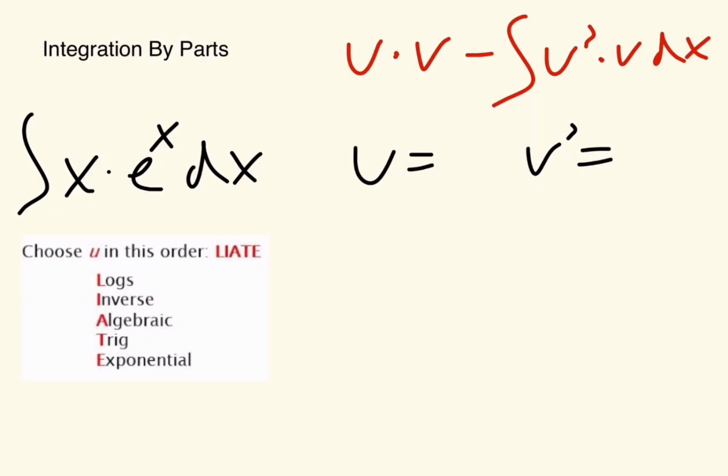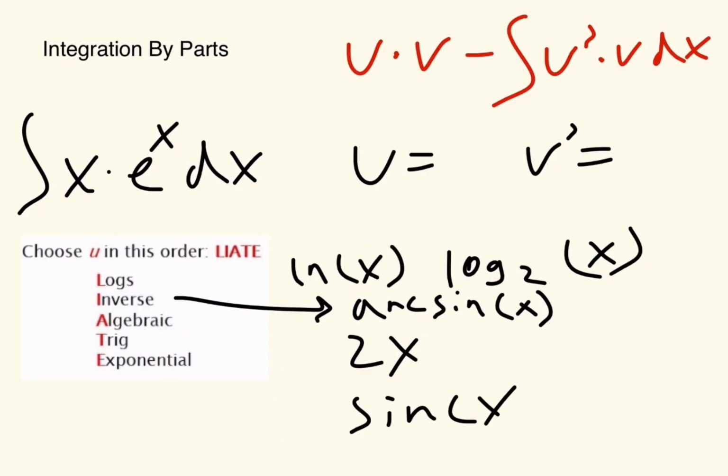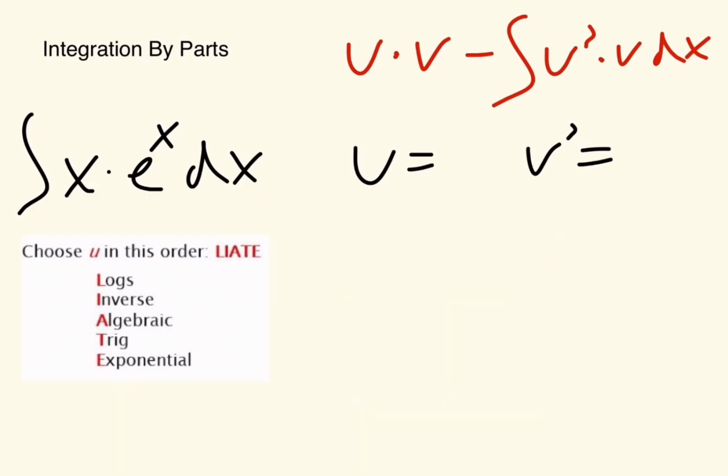The L stands for logs, which is like natural log of x or log base 2 of x. The I stands for inverse trig, so arcsine of x. A for algebraic functions such as x to the power of x. T for trig functions such as sine of x. And E for exponential functions, so e to the power of x. That's it. And the function that comes before will be our u value.